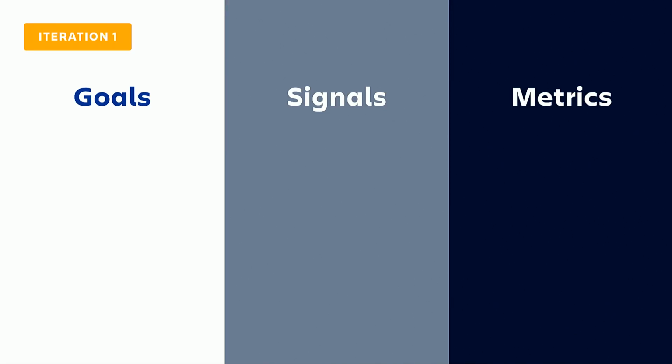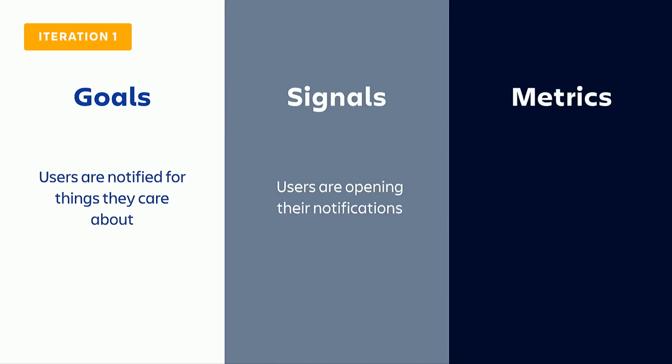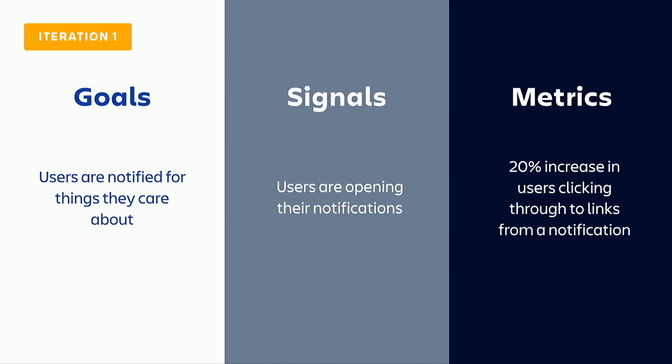Now, to do this, we first sat down and we explored our user problem. Simply put, users were receiving far too many irrelevant notifications from Jira. From this, we defined our goal as simply users are notified for things that they care about. So how do we actually know if a user has cared about a notification that they've received? Well, the signal that we determined to measure this was that users are opening their emails. And our success metric was a 20% increase in users clicking through to product links from an email.